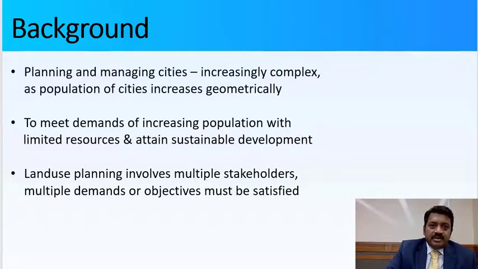As we are aware, around the world, managing cities is becoming increasingly complex because of the geometric increase in population in the face of limited resources. So land use planners and administrators are faced with the challenge of having to manage these limited resources optimally for sustainable land use management.